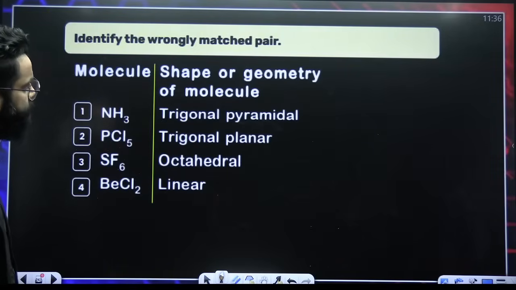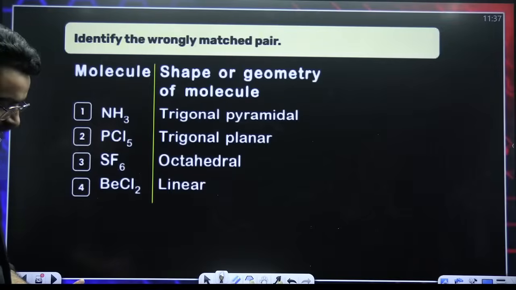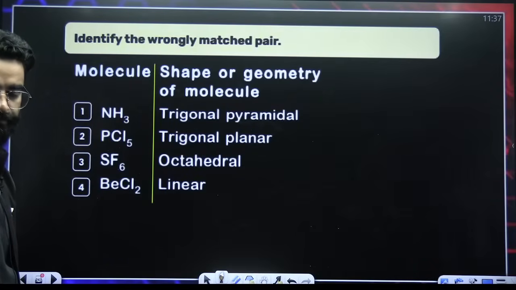Okay. Where are the options, by the way? Okay, identify the wrongly matched.